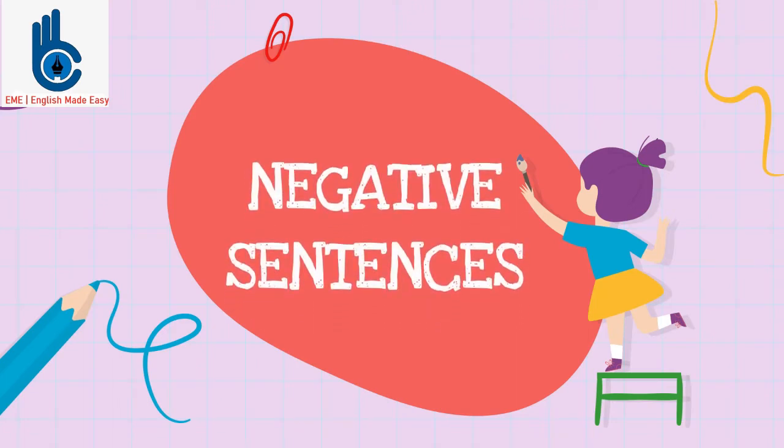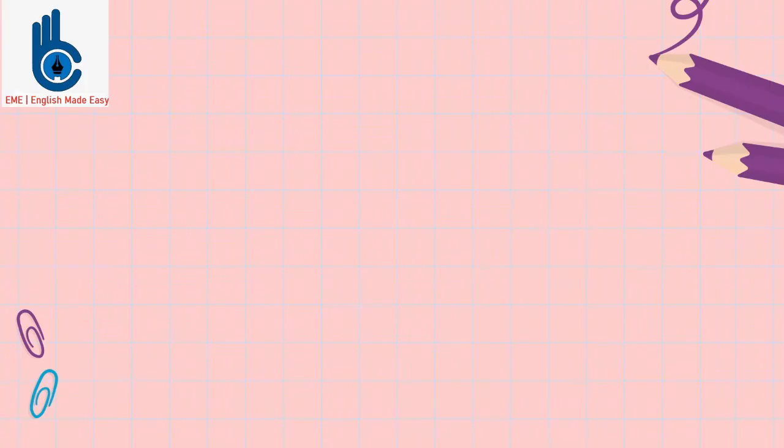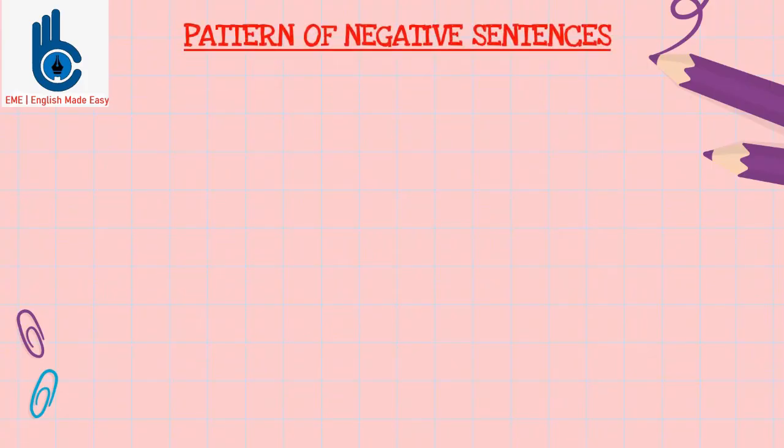Now we can see the negative sentences of present perfect tense. The pattern of negative sentences is easily made. For example, I have seen you.